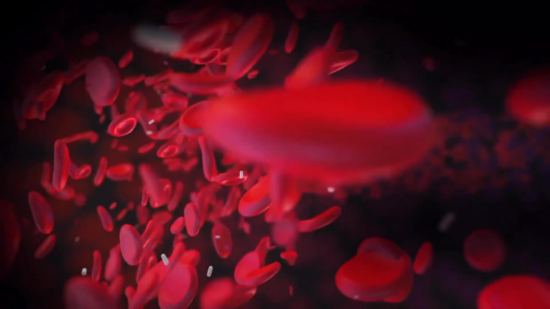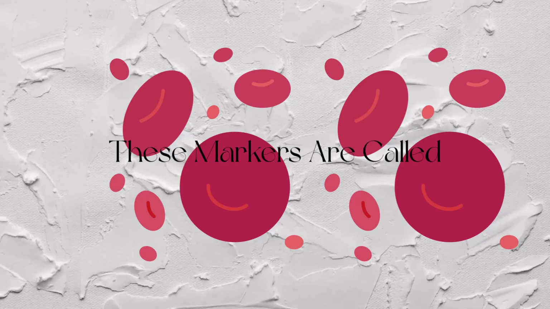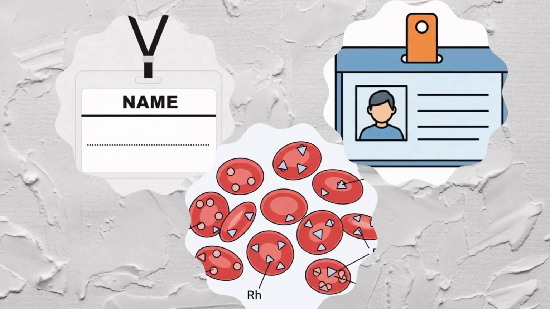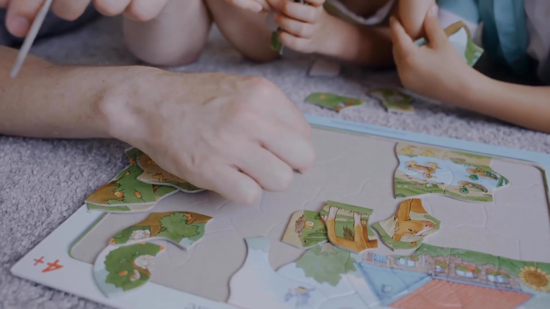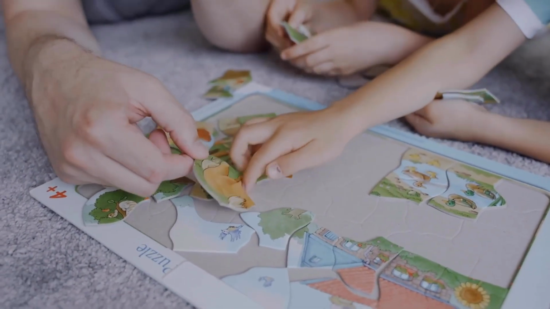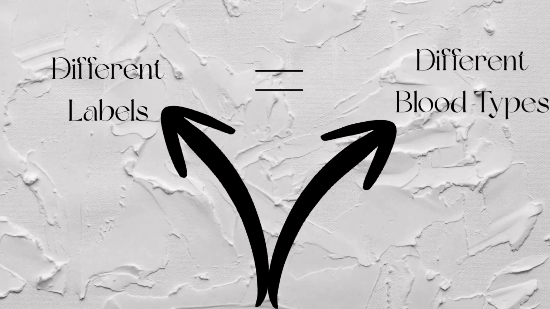Let's start simple. Your blood type is decided by tiny markers on the surface of your red blood cells. These markers are called antigens. Think of an antigen as a name tag, an ID badge, or a label on your blood cells. Your immune system uses these labels to decide this belongs here or this does not belong here. Different labels equal different blood types.